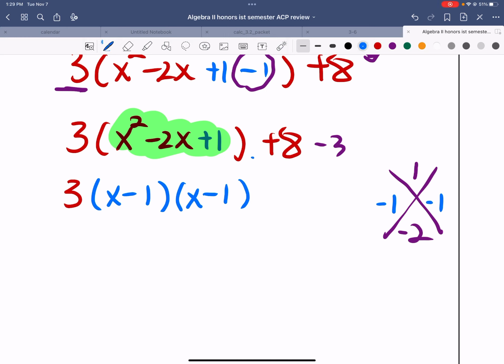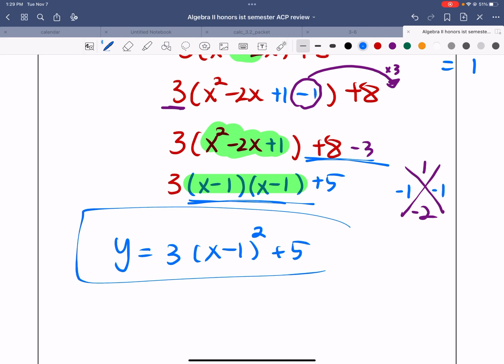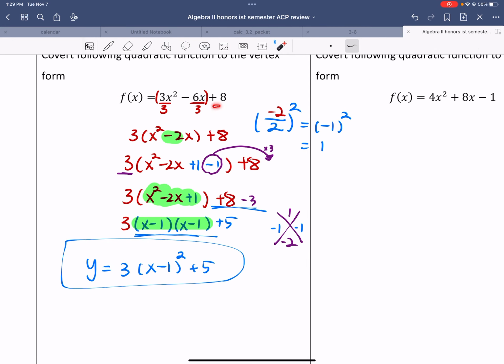Here, 8 minus 3 plus 5. So let's finalize the answer. y equals, what is this one? So 3 times (x minus 1) squared, because we have 2 of this, plus 5. So that's it. That's the quadratic equation in vertex form. So I just changed this one into this, okay?